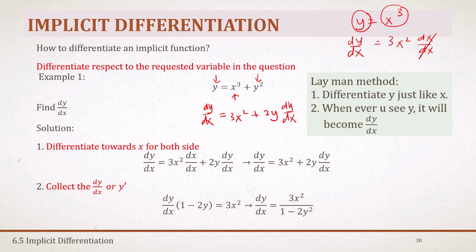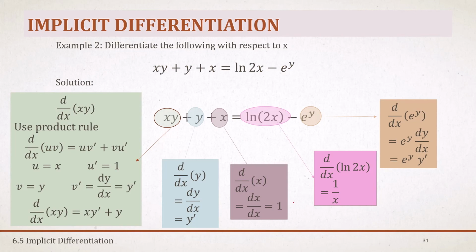And because the question is asking for dy/dx, what you need to do is rearrange this. So I bring this to the other side. I have dy/dx times (1 minus 2y) equals 3x squared, and I bring this to the other side, so I have 3x squared over 1 minus 2y. You will notice that your dy/dx consists of the variable x and the variable y. So normally when people look at dy/dx in the form of x and y, we know that this is an implicit function. So now this is the second example.